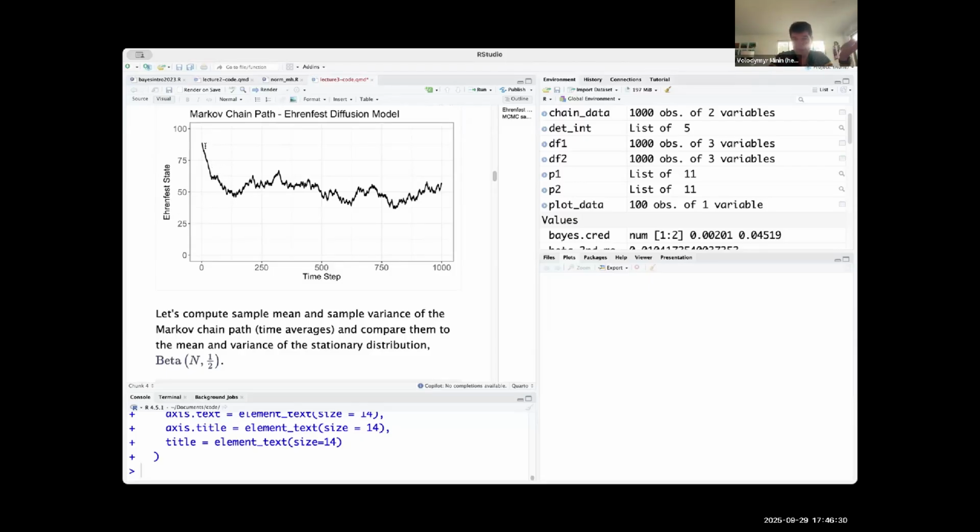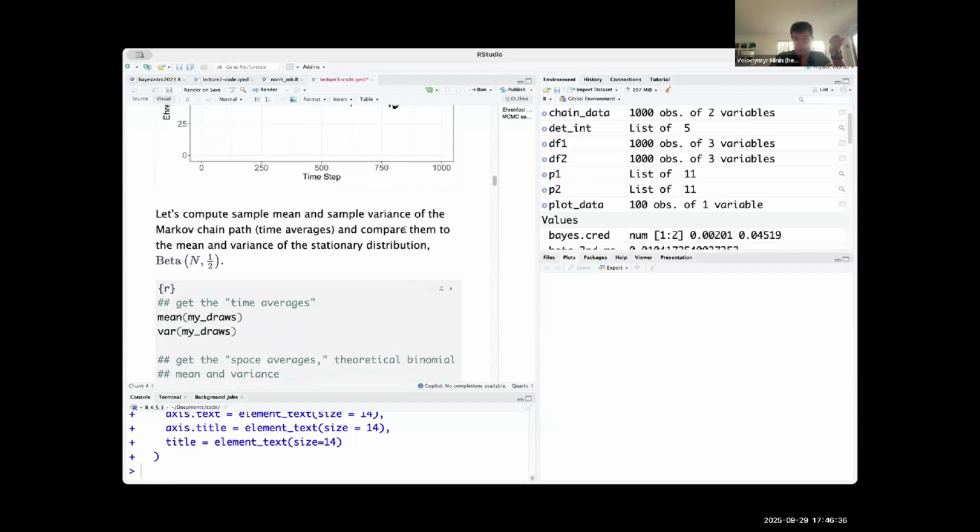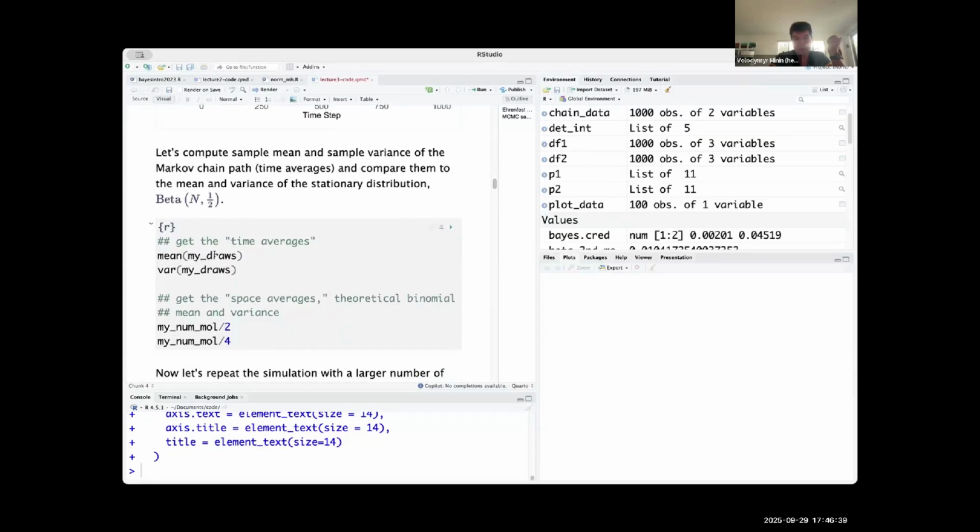If I take the sample variance of this path, it should be the variance of the binomial distribution, the stationary distribution. So let's do that. Here is the mean of my draws. This is the sample variance of my draws. So this is the sample path. This is theoretical: my binomial mean is n over 2. Binomial variance is n times p times 1 minus p. So that's n times 0.5 times 0.5, so n times 0.25, or n over 4. Sorry, n over 4. I didn't have my coffee yet.